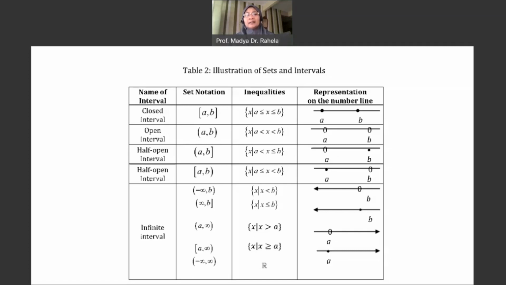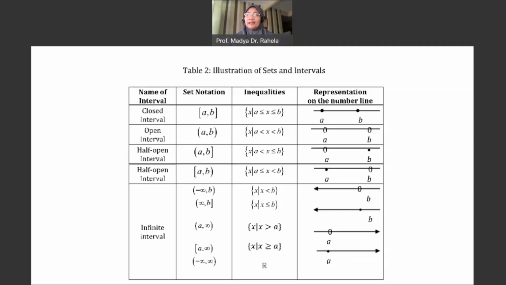So in this set form, the starting interval is included, A is included, so we put in this form. Same also for representation on the number line, kita hitamkan pada A. Sebab A is included in the set and also in the equation.